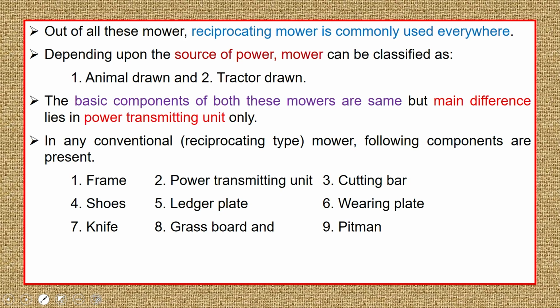And there are the grass board and pitman. The grass board helps to deliver the cut grasses into the cut area, the harvested area, so that the harvested crop does not fall over the uncut crop. And the pitman is a part of the mower. With the help of this, the rotary power generated by the mower will be converted into another convenient form of energy, which is essentially required for the cutter bar.